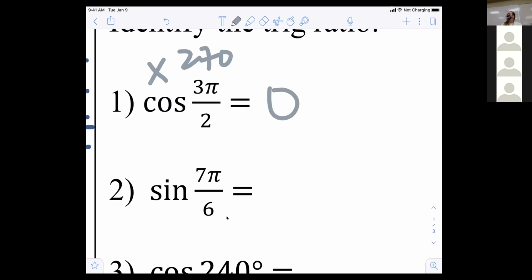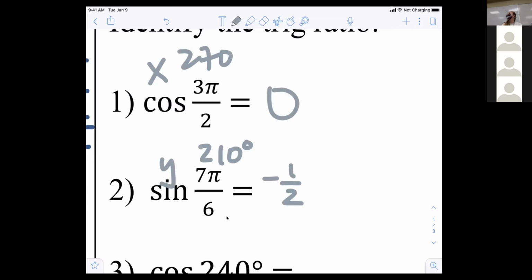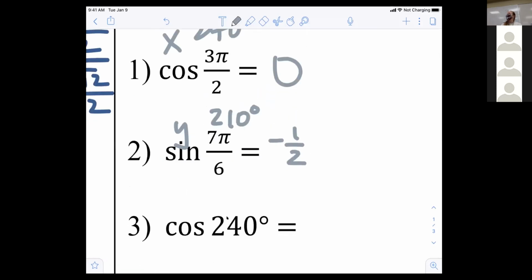What about sine of 7 pi over 6? What sine is that, x or y? Y. And then 7 pi over 6, negative 1/2, right? 7 pi over 6 is the same thing as 210 degrees. Cosine of 240, cosine is our x.